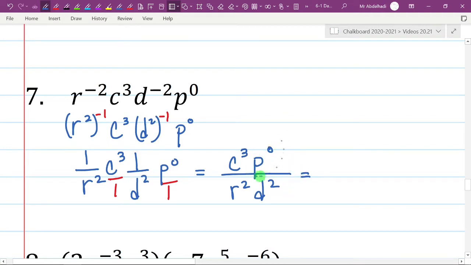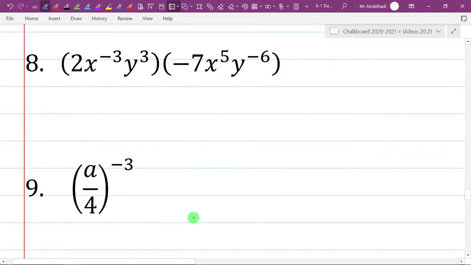Technically, the p to the 0 becomes a 1, so really it's just c to the third over r squared d squared, but that's not as much fun. So anyway, there you go. How about this one here?